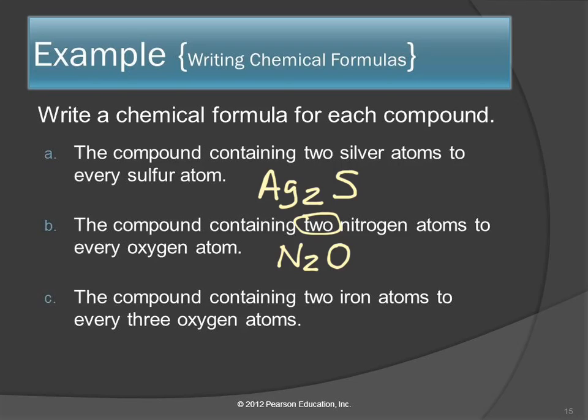How about a compound containing 2 iron atoms to every 3 oxygen atoms? Fe2O3. We're going to list the iron first because it's a metal, the oxygen second because that's the nonmetal. And the iron gets a subscript 2 because there's 2 irons, and there's 3 oxygens. Any questions?